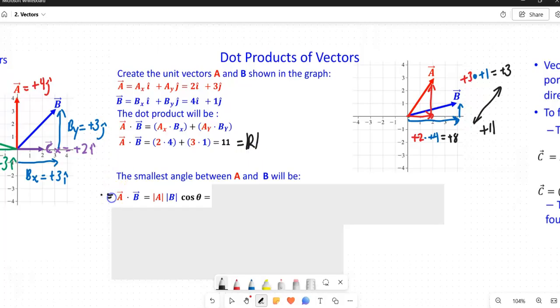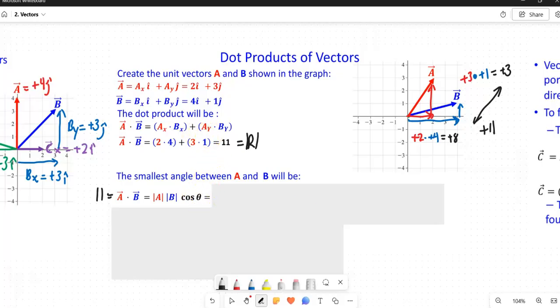So we know the dot product of vector A dot B is going to be equal to positive 11. Well, actually I should just say 11 since we're talking about magnitude. So what I want you to do is figure out the size of A, figure out the size of B, and since we have the size of the new vector by the dot product, I want you to figure out the angle between A and B.